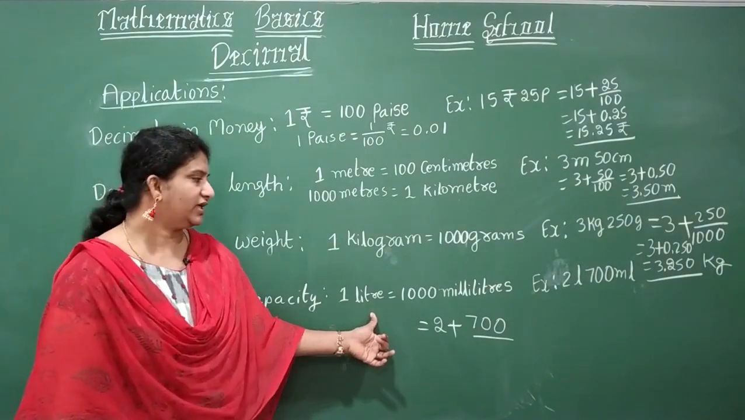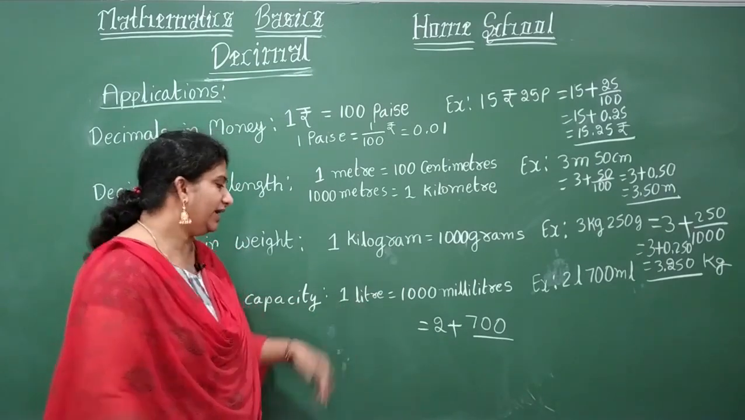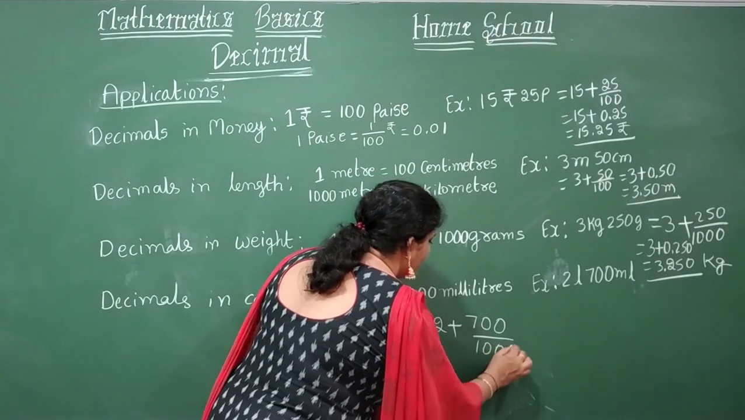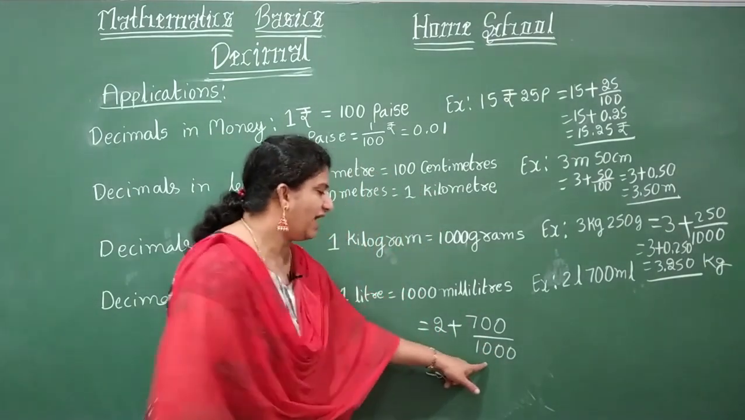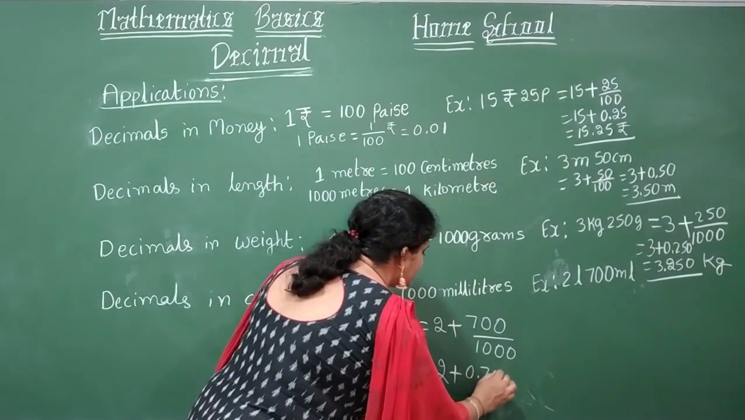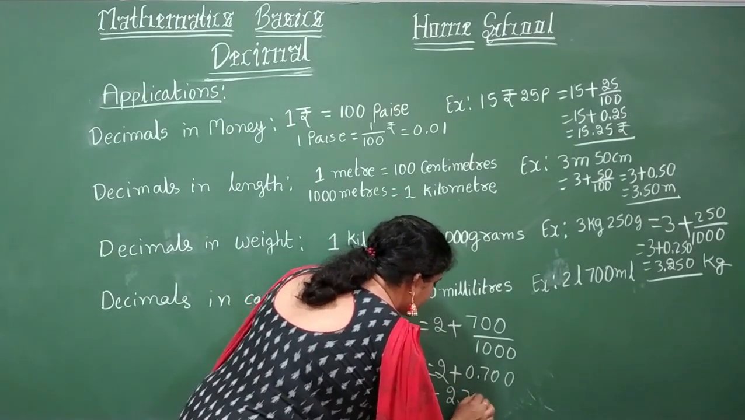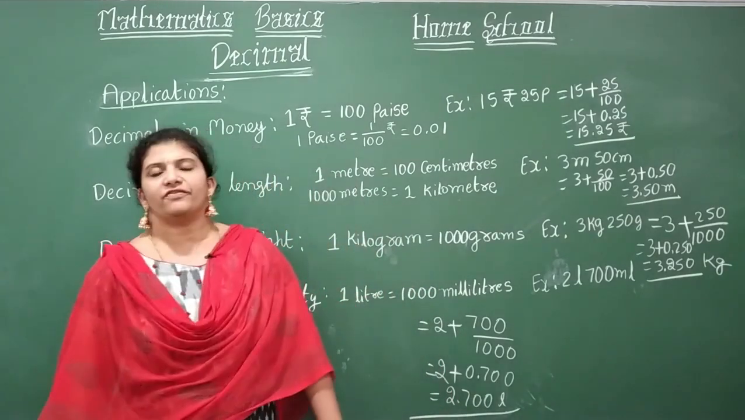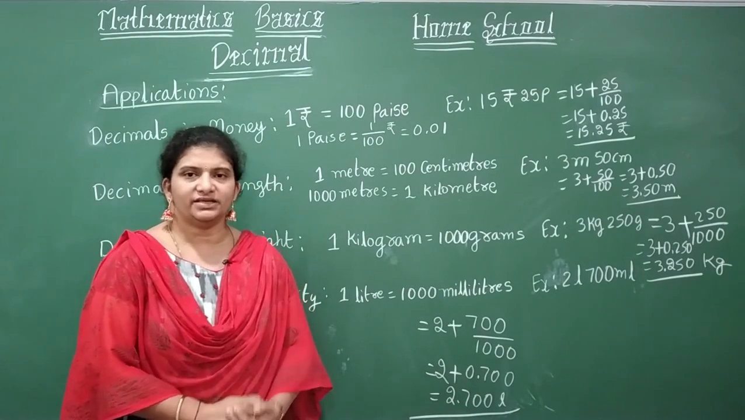How do you convert, children? 1 ml is equal to 1 by 1000 liters. 700 ml is equal to 700 by 1000. That will be 2 plus, after 3 decimals you need to put a point, 0.700. That will be 2.700 liters. This is the way we need to convert any number in the form of a decimal.